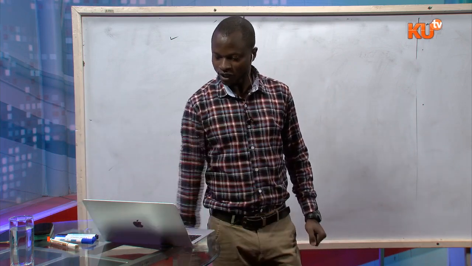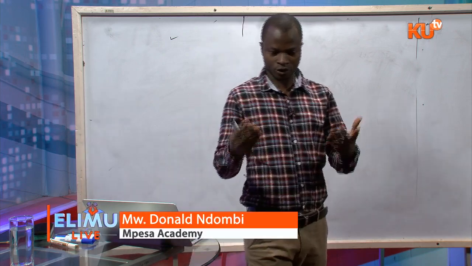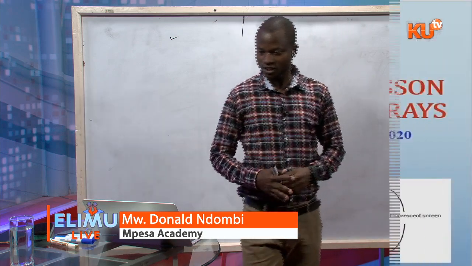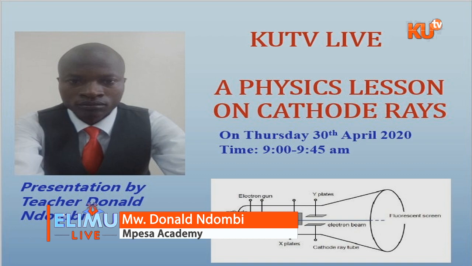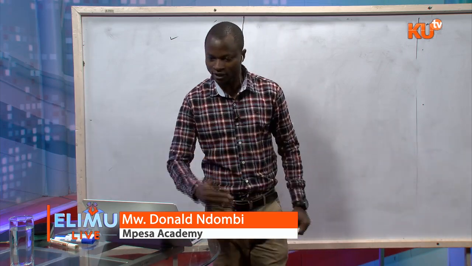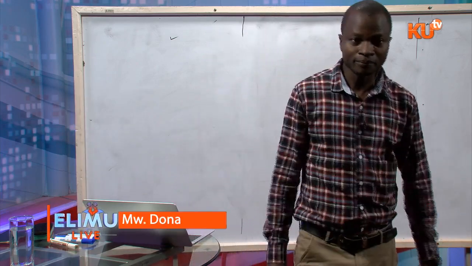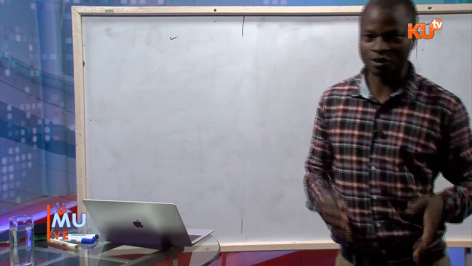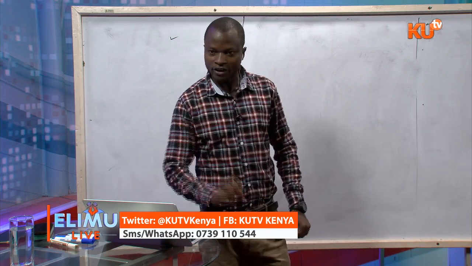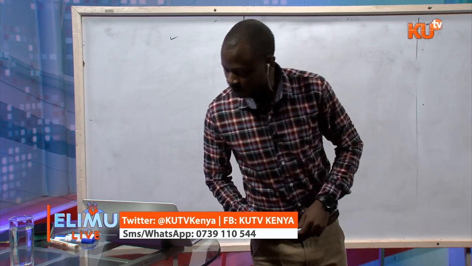And this morning I want us to discuss cathode rays. I expect you as a learner who takes physics, by now you know that physics is divided into three: paper 1, paper 2, and paper 3. Paper 1, heat and mechanics; paper 2, electricity and magnetism; and paper 3 is the practical paper. I want to make you aware that cathode rays is one of the key topics in paper 2, and it's a form 4 topic.